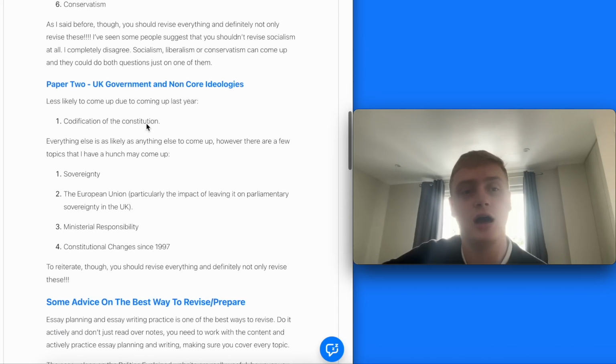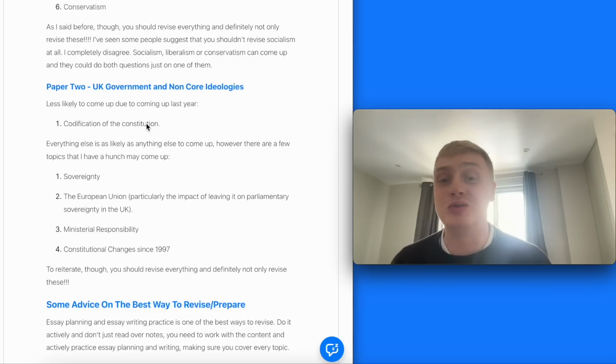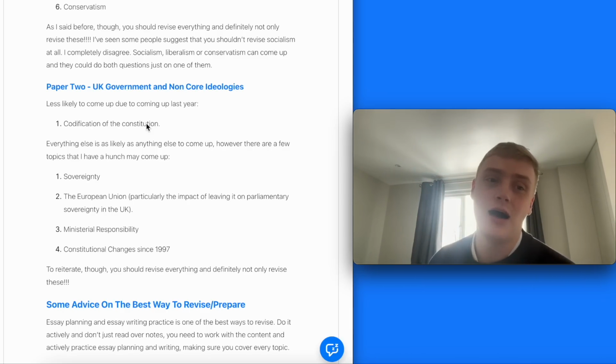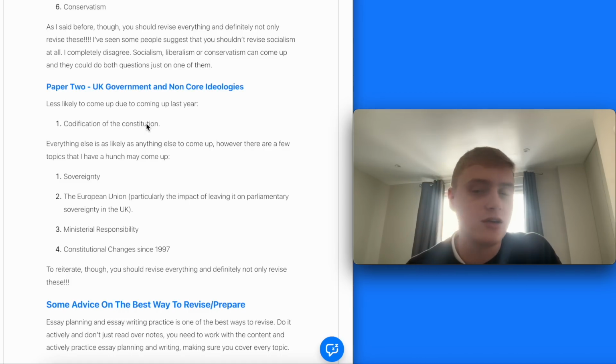In terms of looking at paper 2, there's a bit less useful predictions in terms of this one. Less likely to come up due to coming up last year, I'd say, is codification of the Constitution. Quite a small topic that they're unlikely to do 2 years in a row. I'd say almost everything else is as likely as anything else to come up. But there are a few topics I have a hunch may come up, also based on stuff that hasn't come up yet, or it's time to come up. Sovereignty, I think, can definitely come up.